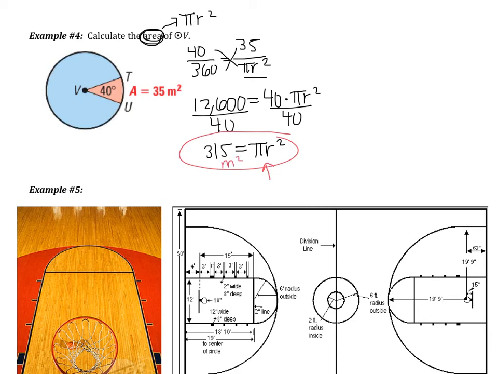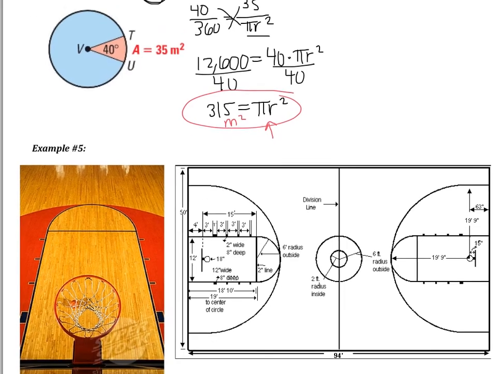What you could do is solve for the radius and then substitute back into the formula. It's going to be a little more work. You should still get the same answer. But you can actually just stop right here and say my area is 315. So hopefully you saw that little trick. If not, hopefully you now see what I did.